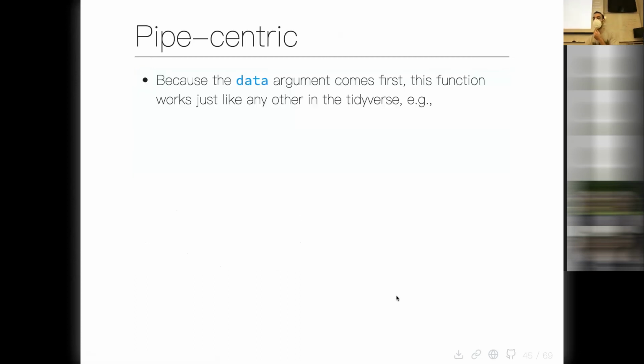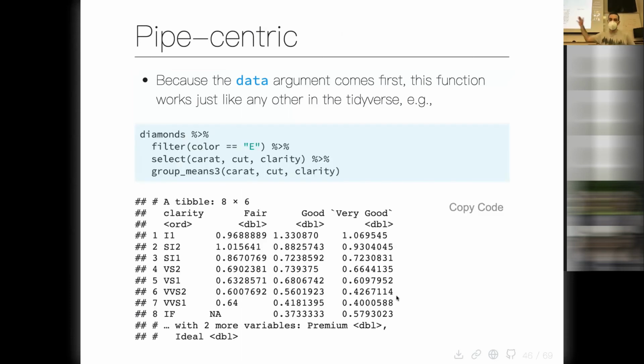And then I mentioned this before, but now we'll actually see examples of it. Because the data argument comes first, it is still a pipe-centric function, and so it can be used just like it's a new function in the tidyverse. So we have diamonds, we can filter where the color is E, and then select a couple variables, and then call group means 3, and just provide the outcome and then the 2 grouping factors. All right, carat, cut, clarity, and there we go. We get our table. Okay, so this is a table for just color E.